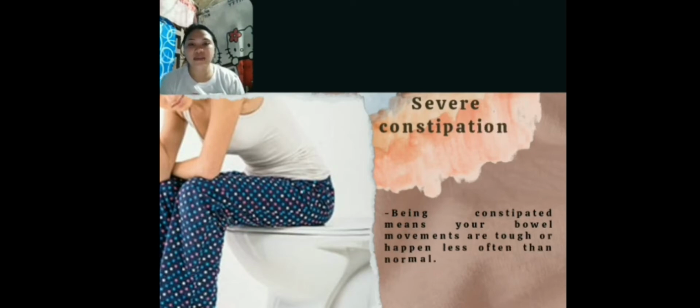Next is severe constipation. Being constipated means your bowel movements happen less often than normal.